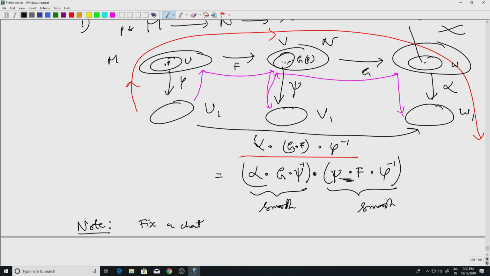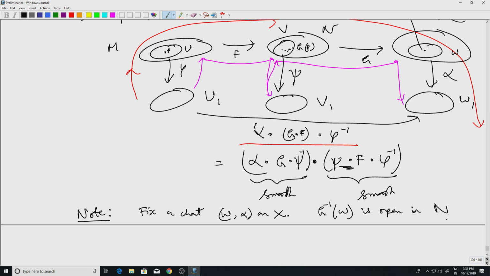Fix a chart W alpha on X. Then you look at G inverse W, the inverse image of that, which is open in N by continuity of G. Fix a chart on X, G inverse W is open in N.